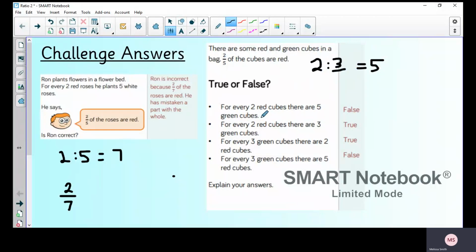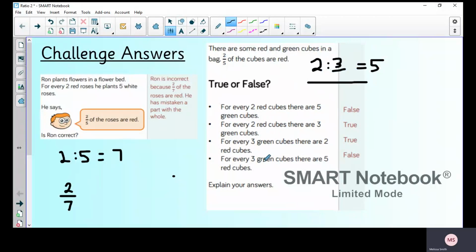We've already worked out using this here that that one's false. For every 2 red cubes, there are 3 green cubes. And as I've just explained, we know that that one is correct. For every 3 green cubes, there are 2 red cubes. That one's also correct because they have just reversed the wording. Red comes first here, green comes first here. They are both the same.